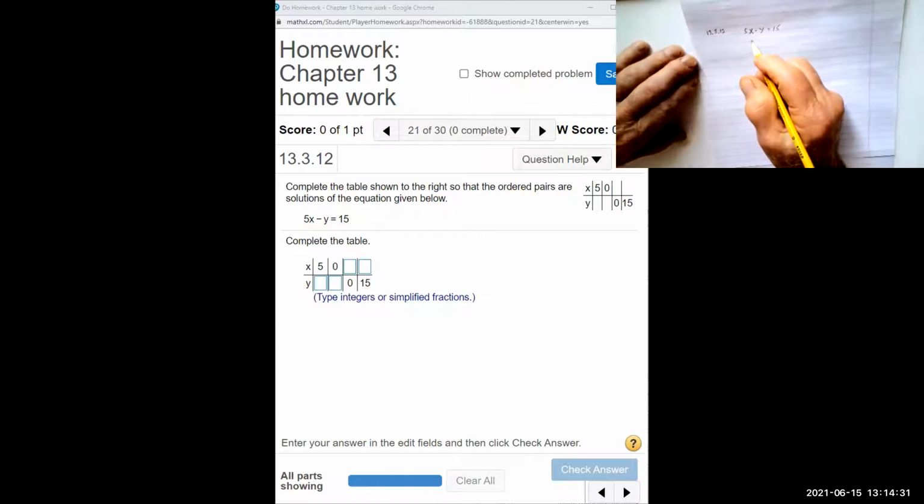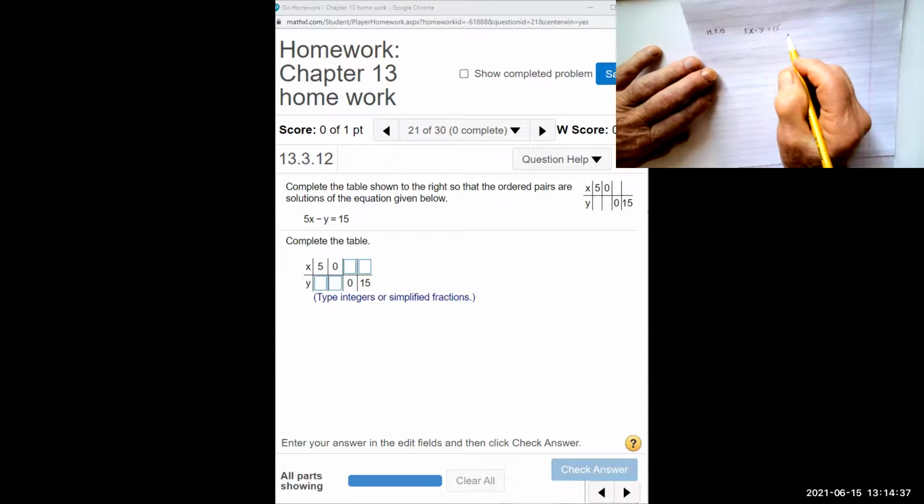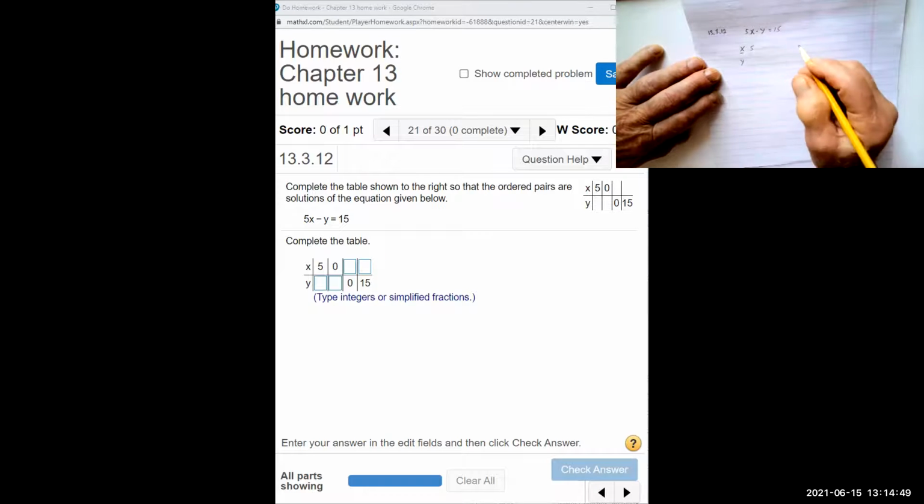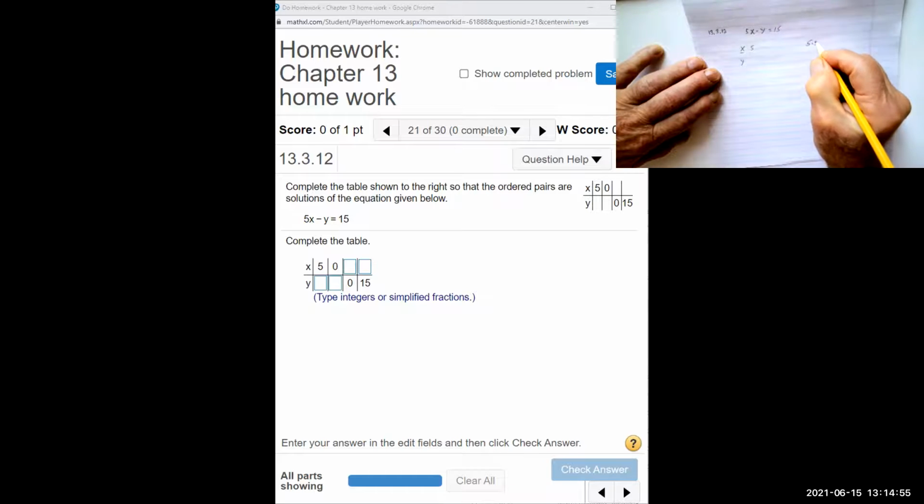We want to fill in this chart for the equation 5x minus y equals 15. So we're told the value of x. If x is 5, we're asked to calculate the y. So we're going to plug in x equals 5. So I'll do that over here. 5 times 5, take away y equals 15. That's 25 minus y equals 15. I'm going to move the negative y to my right and the 15 to my left. So 25 minus 15. So y equals 10.